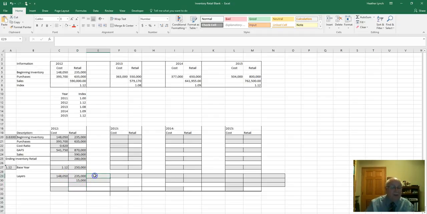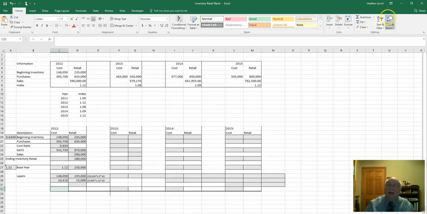Okay, now to get the 148, what we did over here is we take the 235 times our index of 1.0 times 0.63, and that gives us the 148. And on this one, we take our 15,000 that we need times our index of 1.12, that's to get converted back to the current level, current year, times our cost ratio of 0.62. And that's the amount that will go here. So it's equal to the 15,000 times 1.12 times the 0.62.